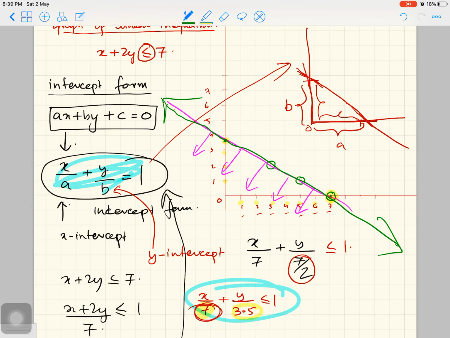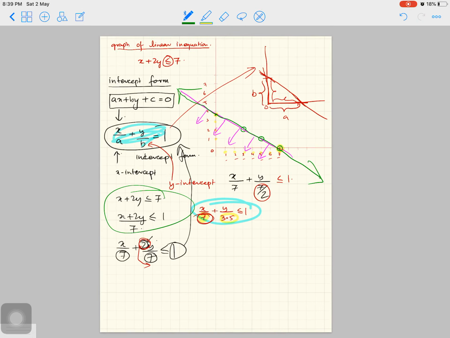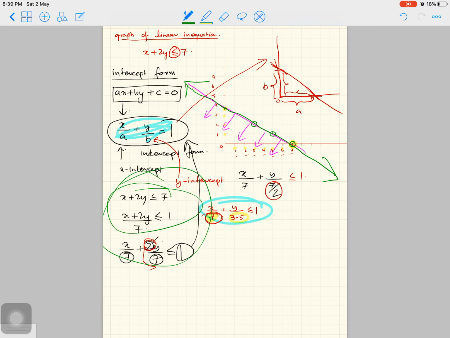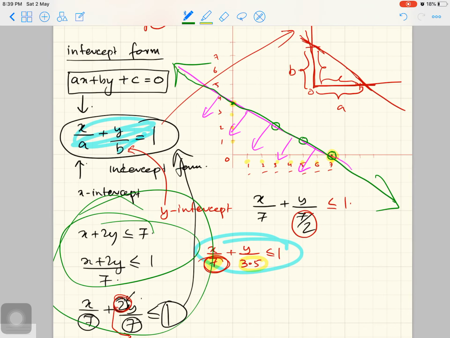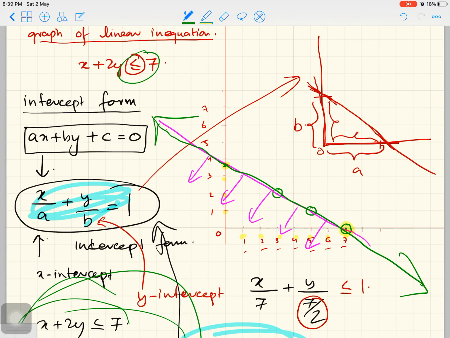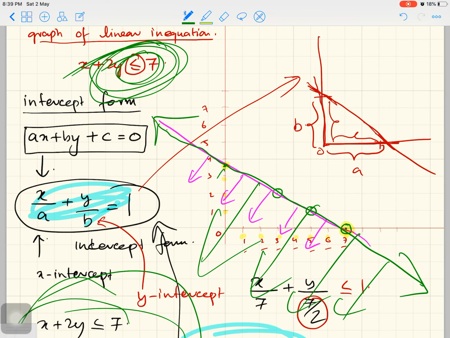Isn't this an easier method than the method that we have just done, the lower one? You can prefer whatever you want, the first method or the second method, it's the same, and the direction remains the same because there is a less than or equal to here. If there is a less than or equal to, then it will always be towards the origin, this side. So that's how we plot a linear inequation.